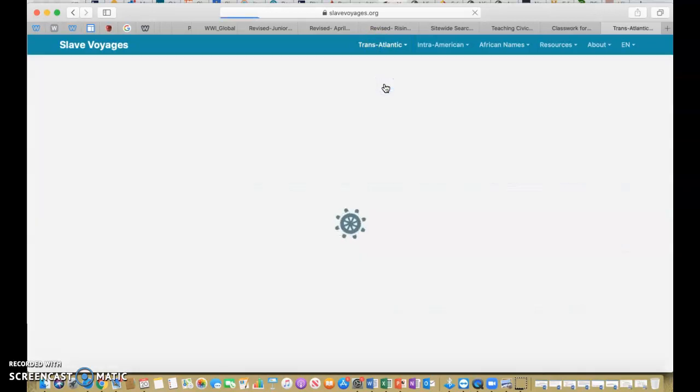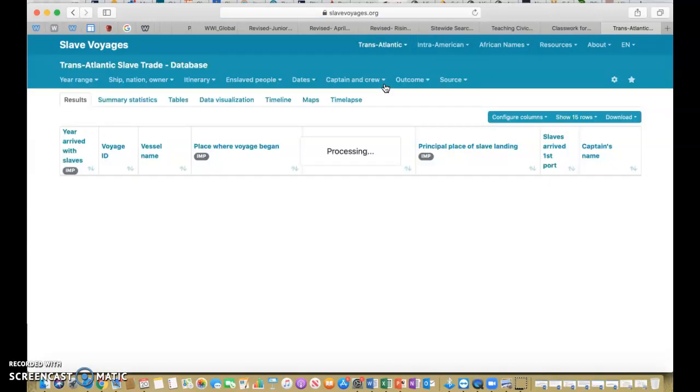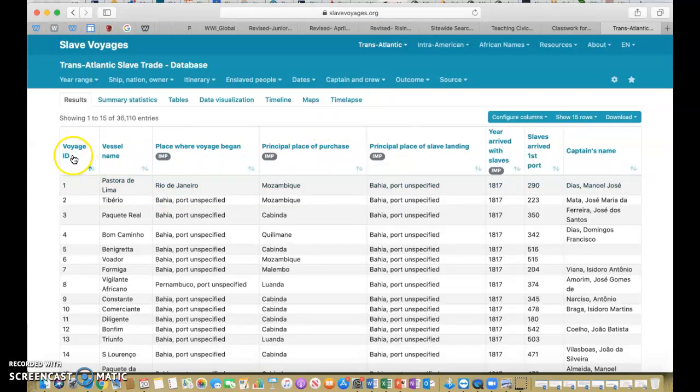And when we go to the database, you're going to see all this information that is on board here. First of all, there's voyage ID. This is what researchers have documented. They've labeled these as number 1, number 2, number 3, number 4, as they particularly work. The vessel name, this was the name of the ship. This is where the voyage began.